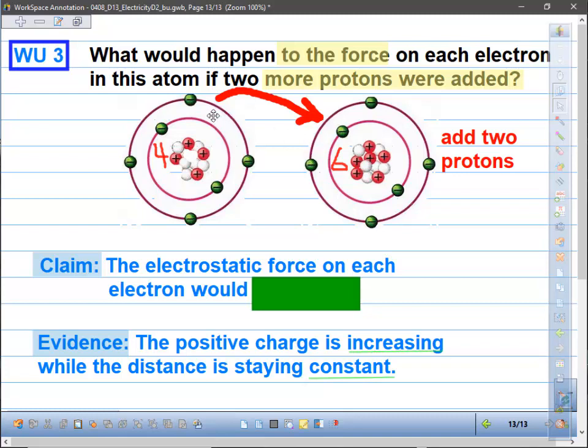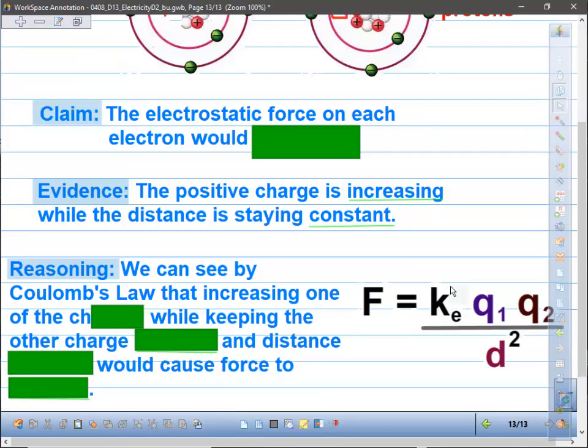Staying constant, because it's the same picture. Basically, the electrons are in the same orbital, so they have the same distance away as they did over here. Now we're going to put this in reasoning. We can see by Coulomb's law that, now we're just going to go through Coulomb's law.